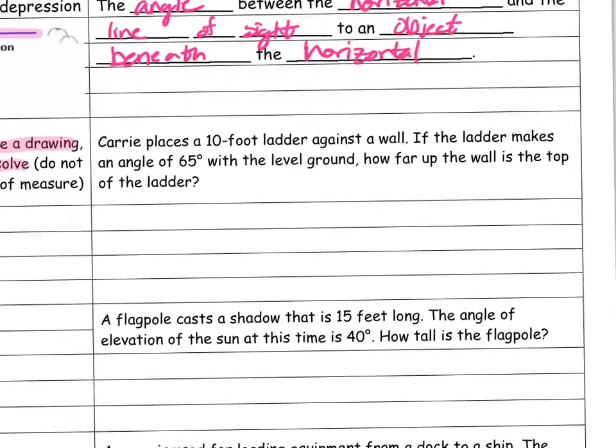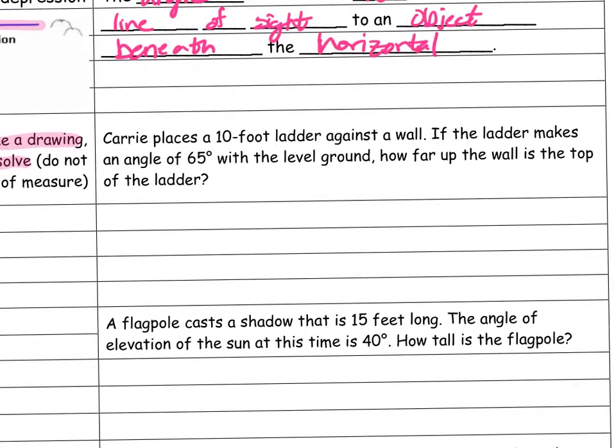Here we go. It says Carrie places a 10-foot ladder against a wall. So I need a wall. Here's my wall. Here's my ladder. She places a 10-foot ladder against the wall. It's a right triangle, right? I just want to say that the wall and the ground form a 90-degree angle. We're assuming that.